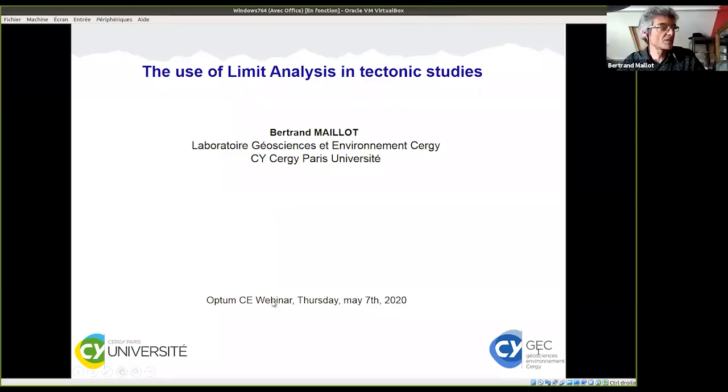At the GEC lab in Cergy Paris University, which is in the northwest of Paris, about 20 miles from Paris, we've been working with limit analysis now for almost 15 years. The first paper we produced using limit analysis for tectonic studies was in 2006. I would like to apologize to the geoscience people who have had to choose between attending the EGU online meeting and today. I didn't realize when we fixed the date that it would be right during the online EGU convention.